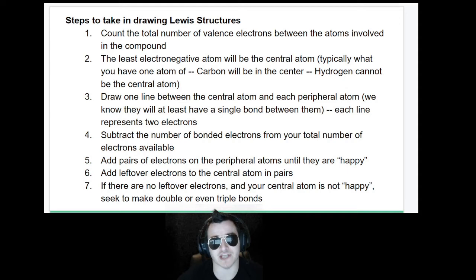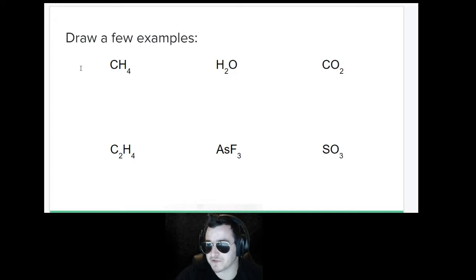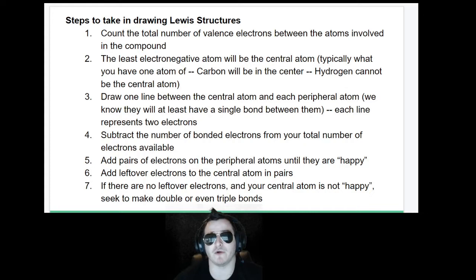And so we're going to do the following examples in your notes. We're going to look at several different molecules: CH4, H2O, CO2, C2H4, AsF3, and SO3. We'll go through step by step utilizing these rules. If you want to take a shot of this one right here, or if you're following along in the notes that are in the link down below the video, then you are going to see them front and center, but we'll also keep them to the side of the screen whenever we're actually doing these examples.